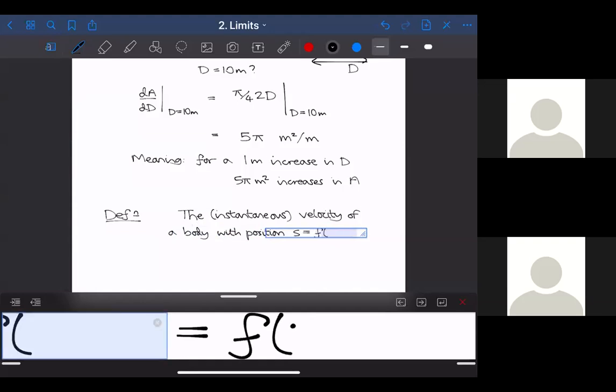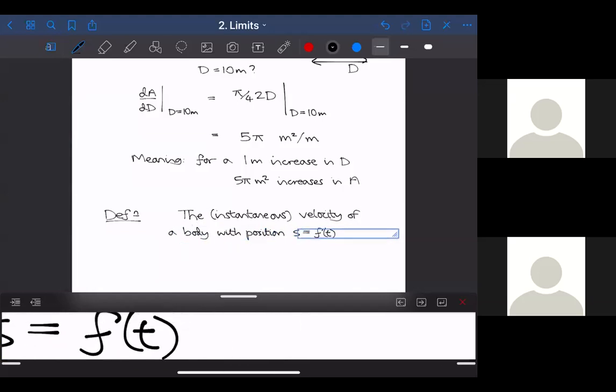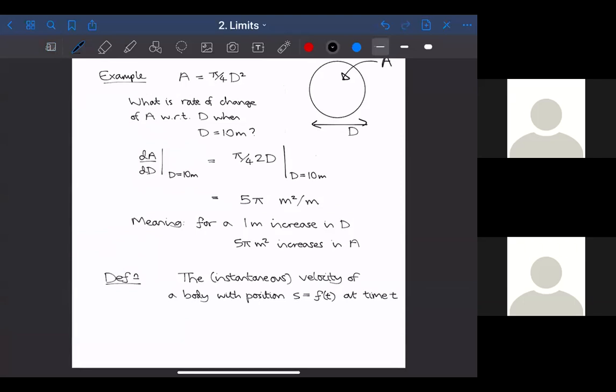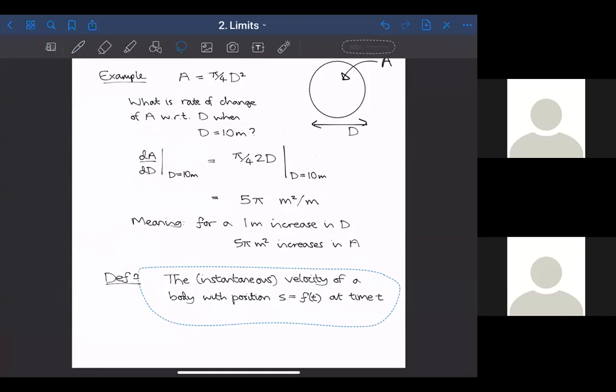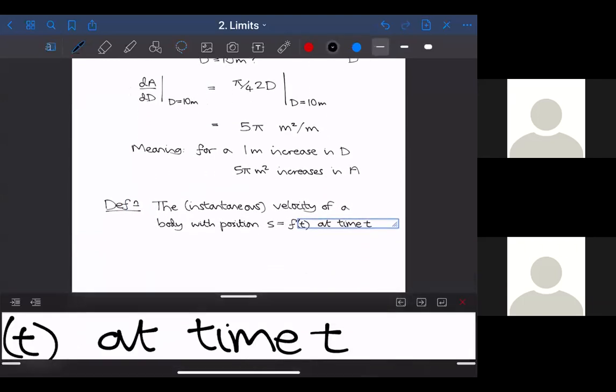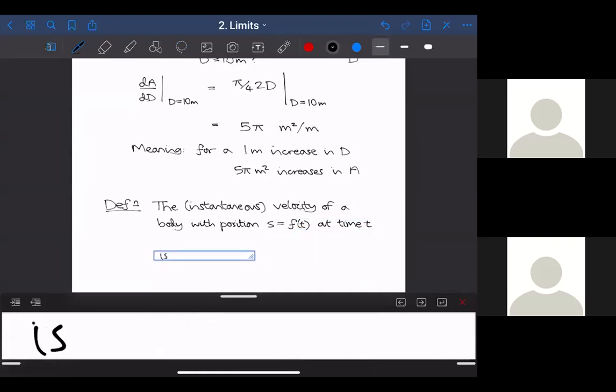The instantaneous velocity of a body with position s, a function of t, at time t. That is, it's itself a function of time, of course. It's given by the derivative ds by dt.